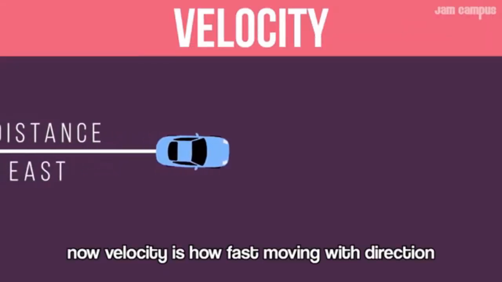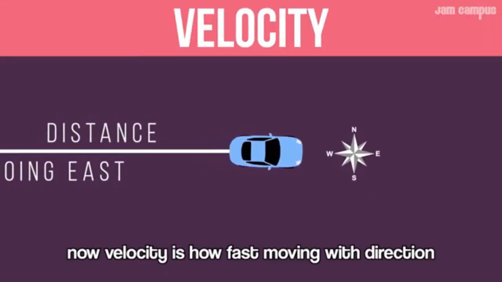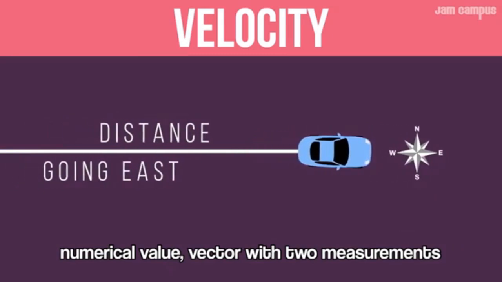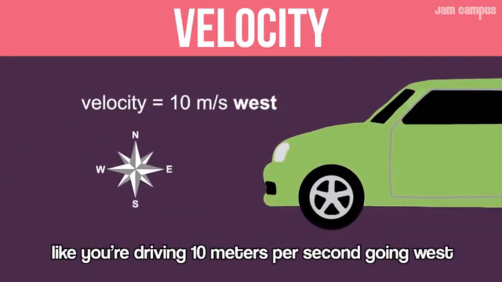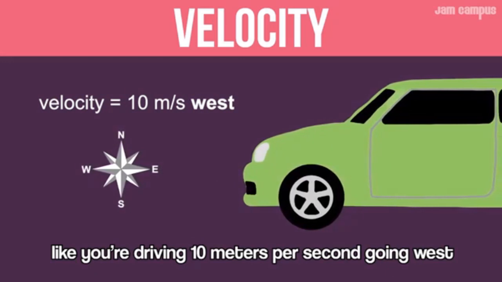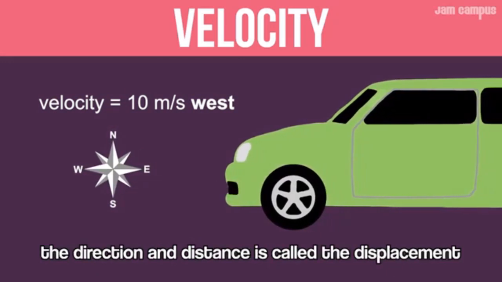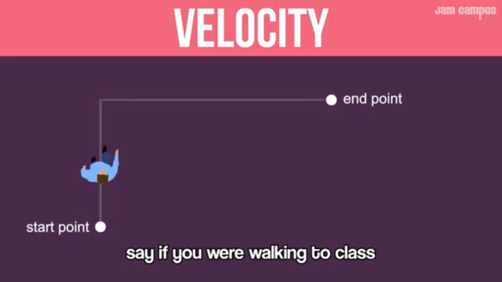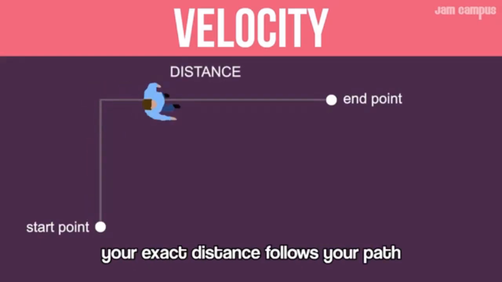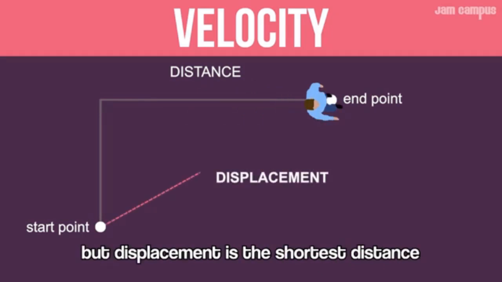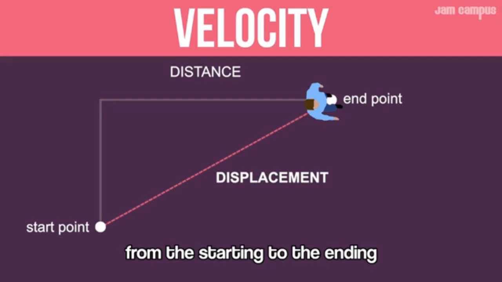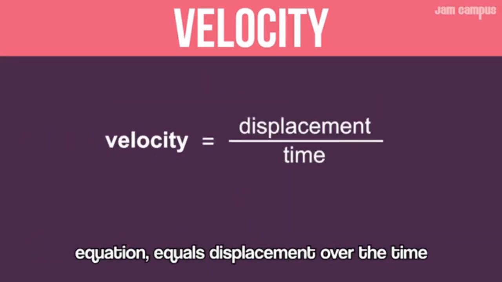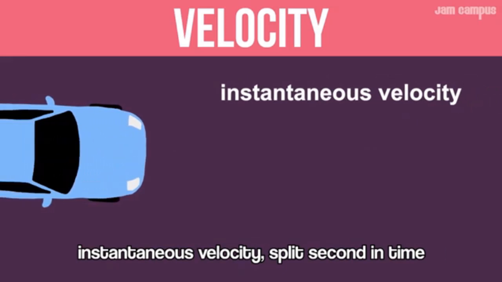Now velocity is how fast something moves with direction. It is a vector with two measurements, like driving 10 meters per second going west. The direction and distance is called the displacement. Say you were walking to class: your distance follows your path, but displacement is the shortest distance from the starting to the ending point. Velocity equals displacement over time.